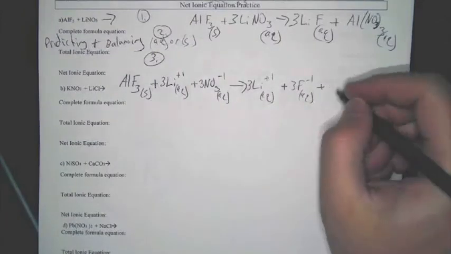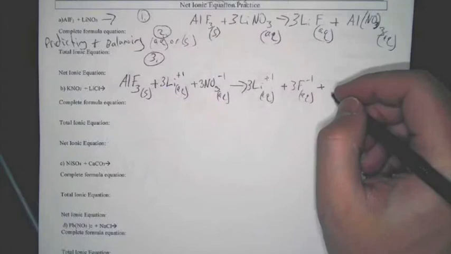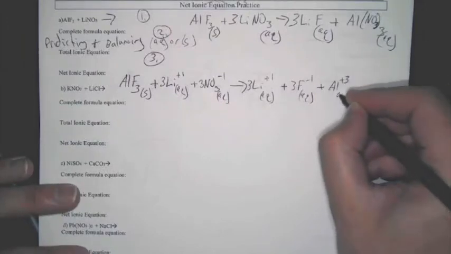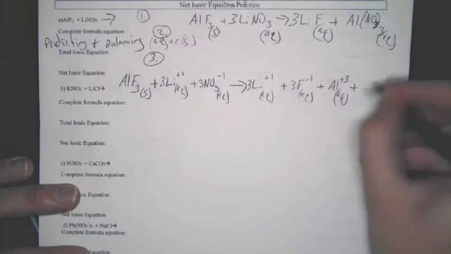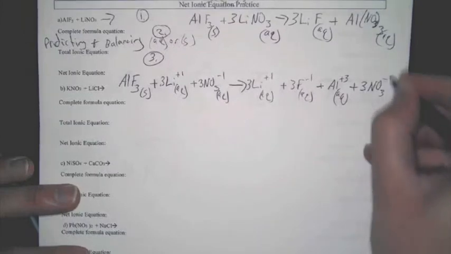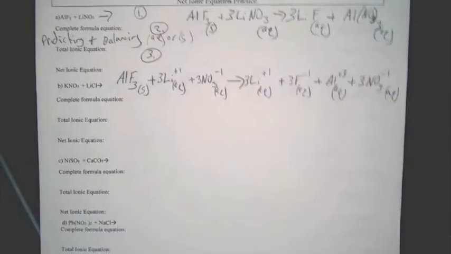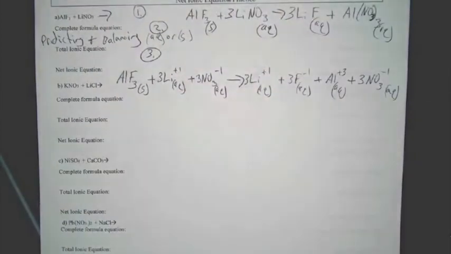So you do that. Then you keep going. You've got aluminum. You've only got 1 aluminum, though. It's Al3+, aqueous. Plus 3 NO3, negative 1, aqueous. So, all right, you write all that out. No crisscrossing. Now you cancel out.